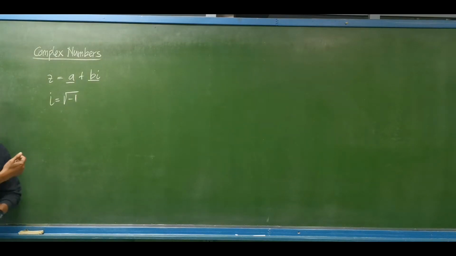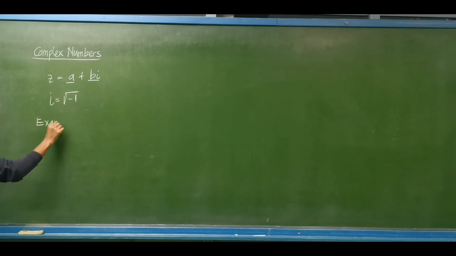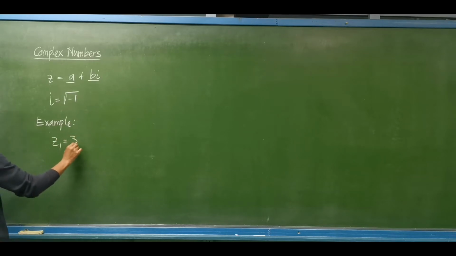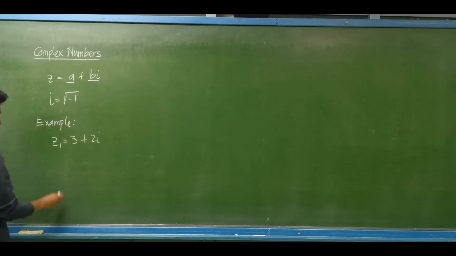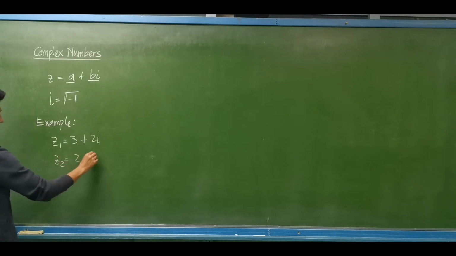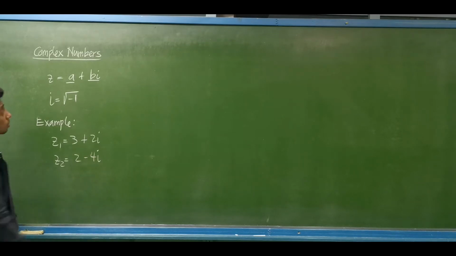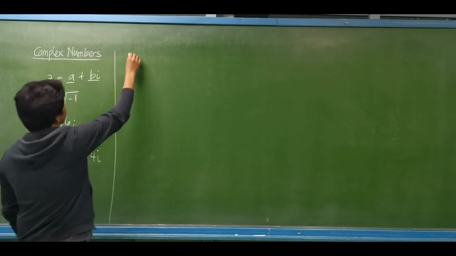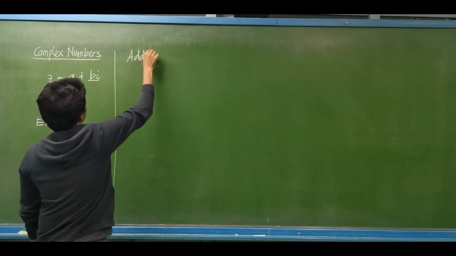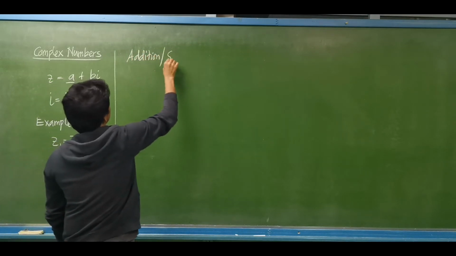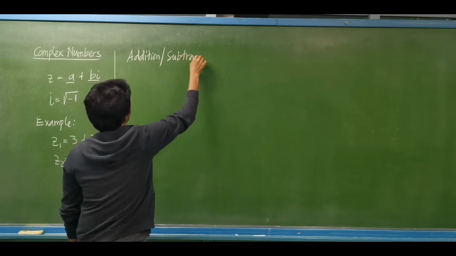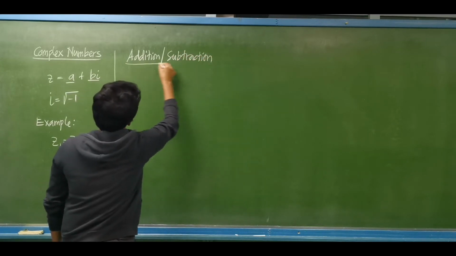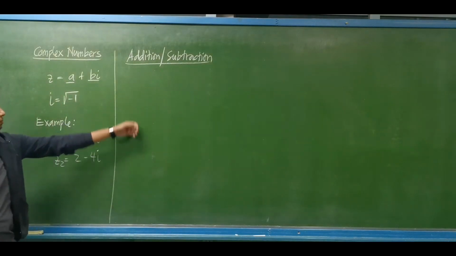So let us perform the operations on complex numbers. For example, let's say we have z1 is equal to 3 plus 2i. Then we have the second complex number as, let's say, 2 minus 4i. First, we will do addition and subtraction.